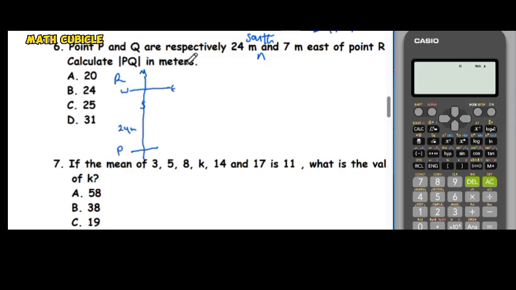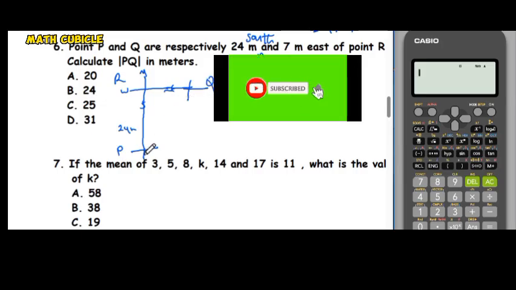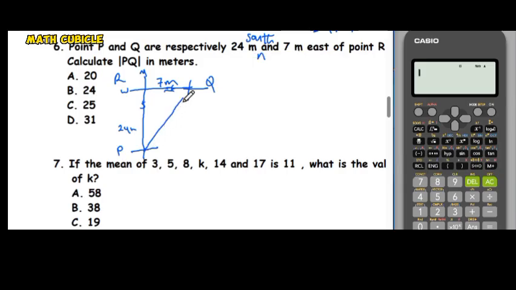Then Q is 7 meters east. So this is 7 meters east. So this should be longer than this. So we'll call this point Q. Then we'll join this like this. And this is 7 meters. Now we have to look for PQ. So to get PQ, that's this length here. Now we use Pythagoras theorem.